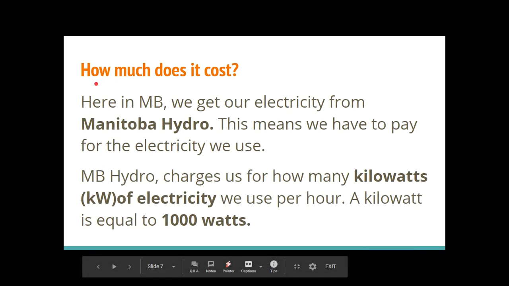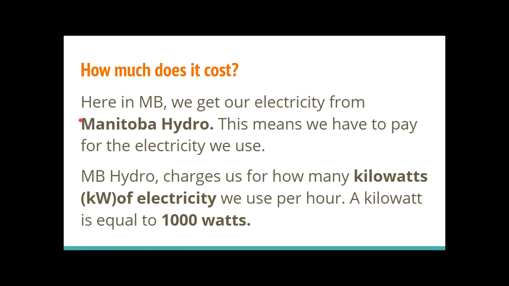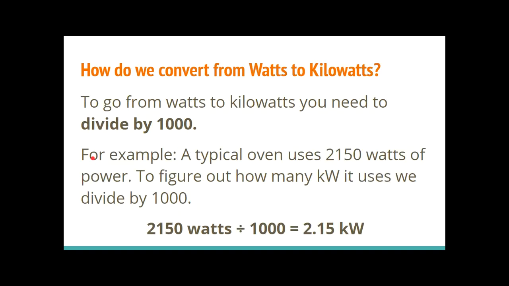How much does it cost? Here in Manitoba, we get our electricity from Manitoba Hydro. This means that we pay for the electricity we use. Manitoba Hydro charges us for how many kilowatts of electricity we use per hour. A kilowatt is equal to 1,000 watts.